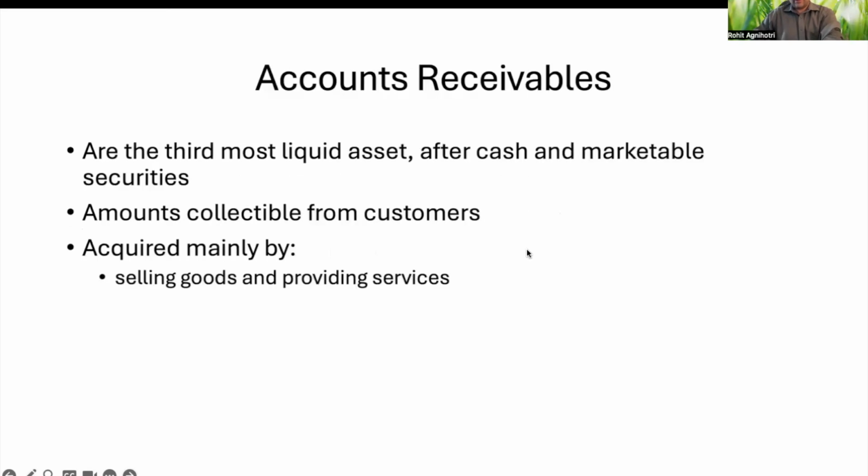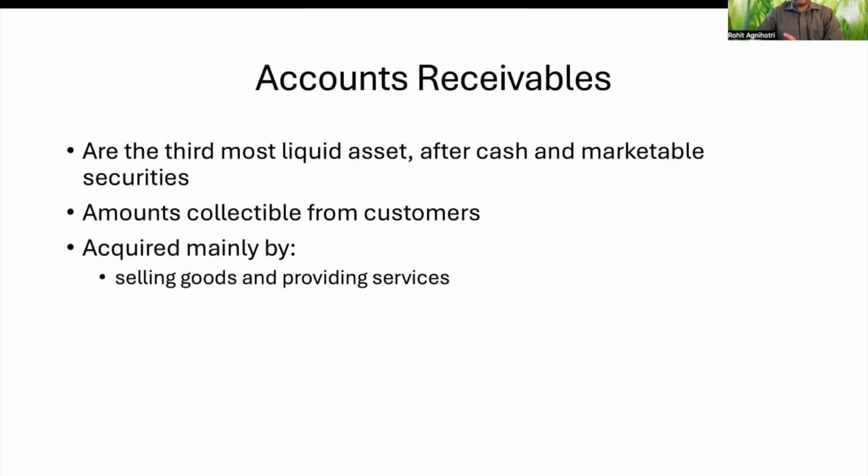Now, what is accounts receivables? Accounts receivables is an asset. To be more specific, it is a current asset. And if you remember the definition of a current asset, these are those assets which you plan to convert into cash in 1 year or less.